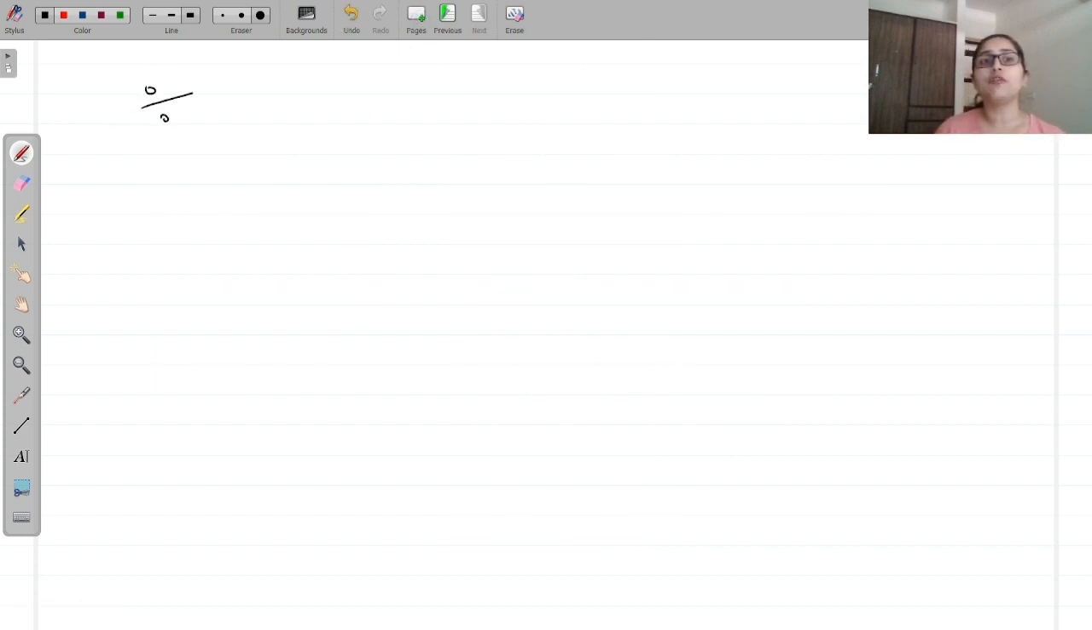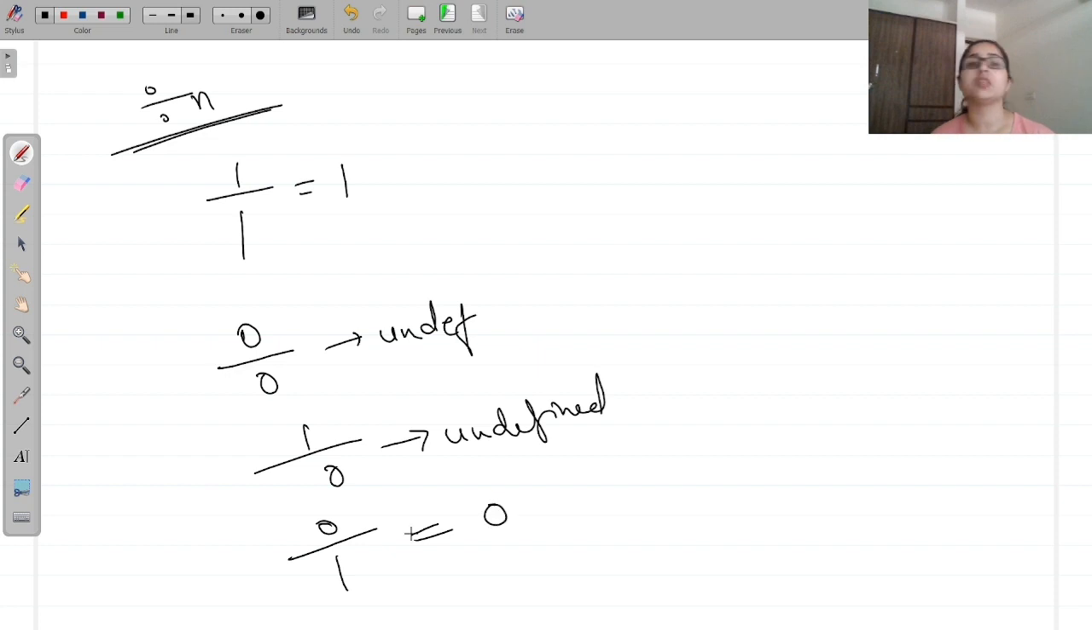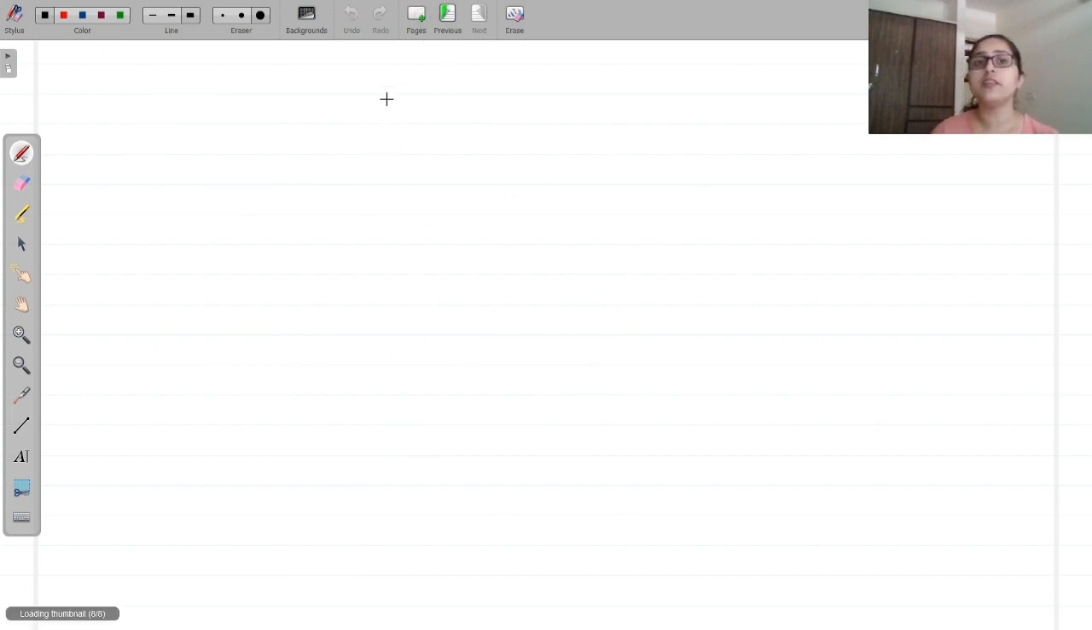Similarly, if you are going for division, 1 divided by 1 is 1, 0 divided by 0 is obviously undefined. 1 divided by 0 is also undefined. You know 1 divided by 0 will be infinity, right? So 1 divided by 0 is undefined. 0 divided by 1 will be equal to 0. So this is the division. You can go for the long division method and perform this binary division.